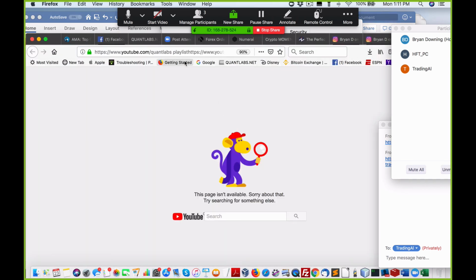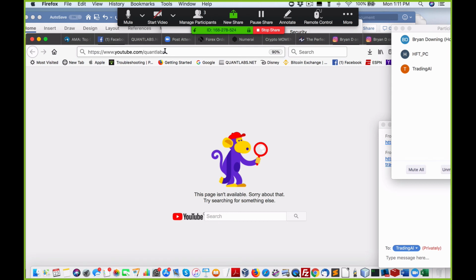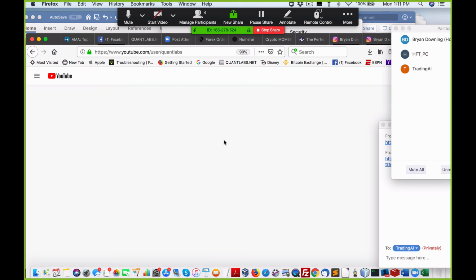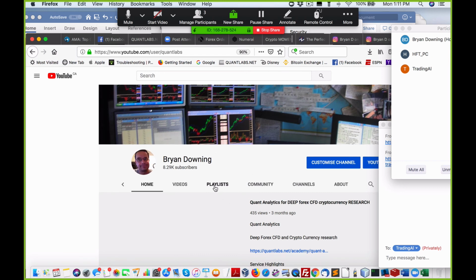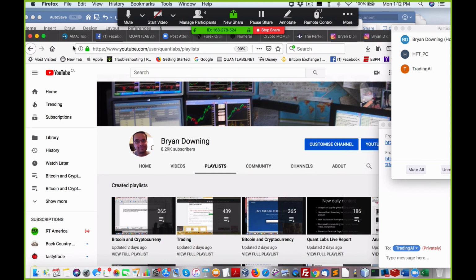If you want to know how to do that, all you've got to do is go to youtube.com/quantlabs. In there, look for the playlist right here. And then in there, you'll find somewhere the MetaTrader.